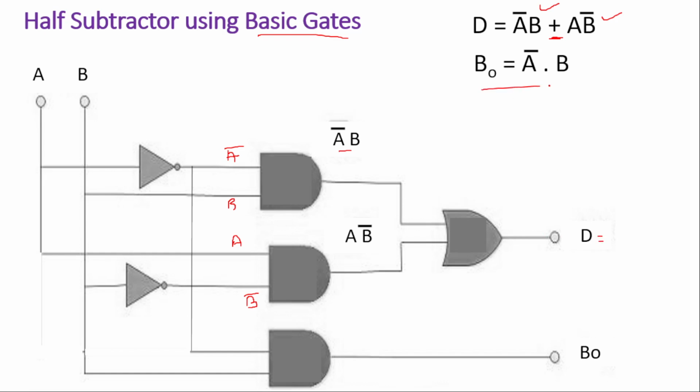Now what about the borrow out? It is the product of A bar B. Product means we will require an AND gate. So this is the AND gate, and it is the product of A bar B. So A is made A bar with the help of this NOT gate, and this A bar is fed as the first input. The second input is B, so B is taken directly from here, and the output will obviously be A bar B.